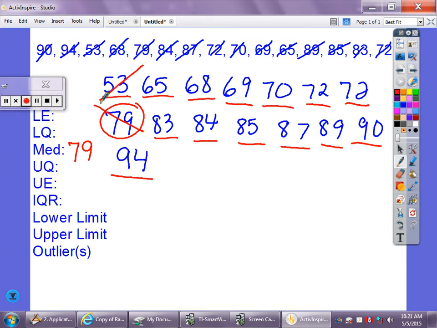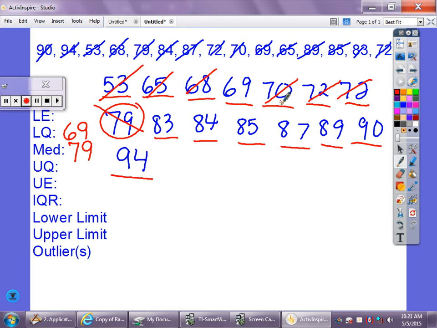Okay, so now I'm going to look at my lower group, and I'm going to find the median of my lower group. So the highest, the lowest, the highest, the lowest, the highest, the lowest, okay? And it worked out perfectly. It's 69. Now, if there happened to be two numbers in the middle, I would have added them and divided by 2.